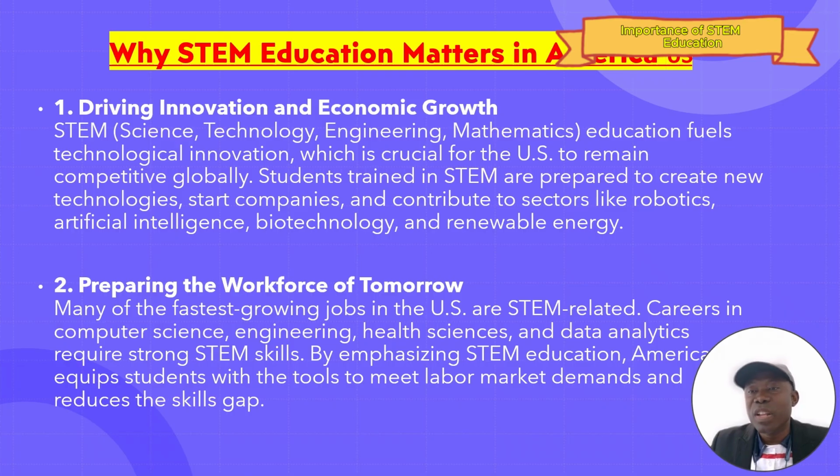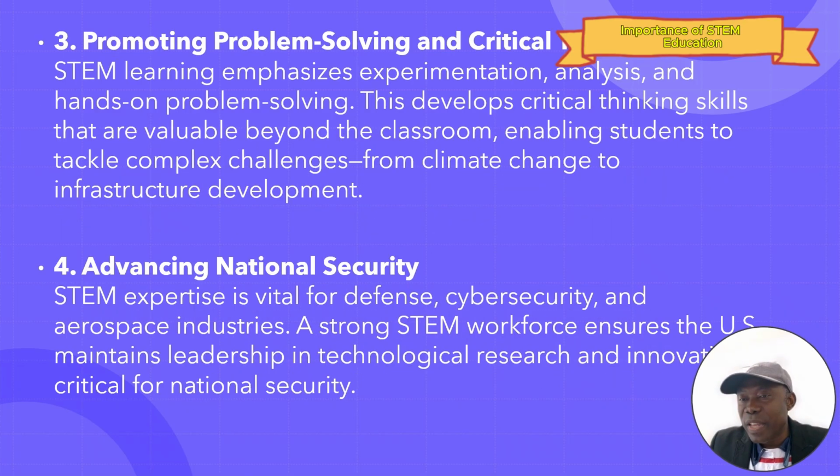That's what happened. Let's go to the next. I have only 4 points here. The fourth point is problem solving skills, promoting problem solving and critical thinking skills, as I've explained. In my slides here, we said STEM learning emphasizes experimentation, analysis, and hands-on problem solving skills. You give a student something to do and finish the job. They try to reason and they finish it up. So it involves critical thinking skills. Develop critical thinking skills that are valuable beyond the classroom.